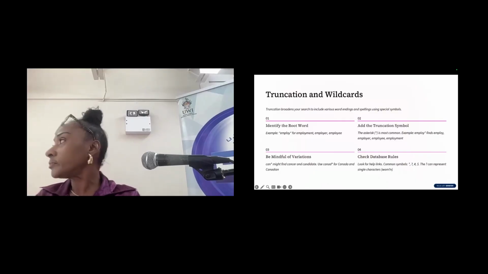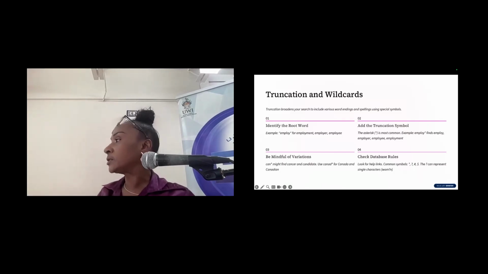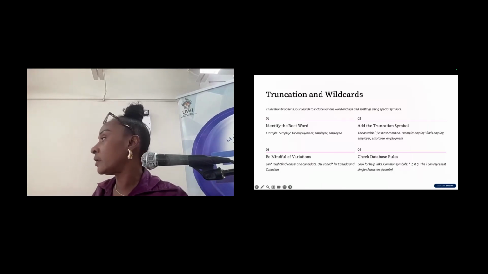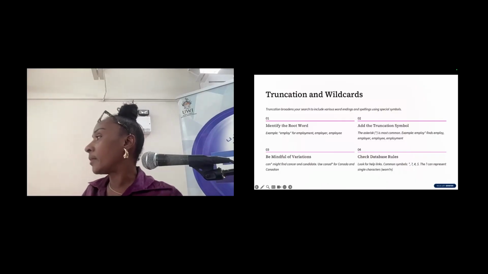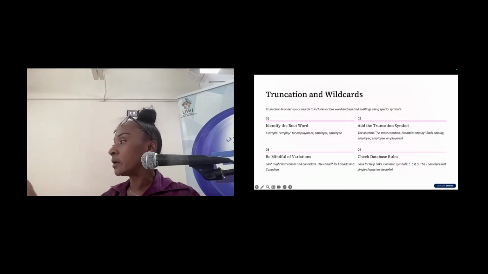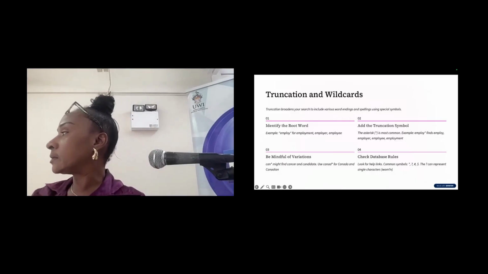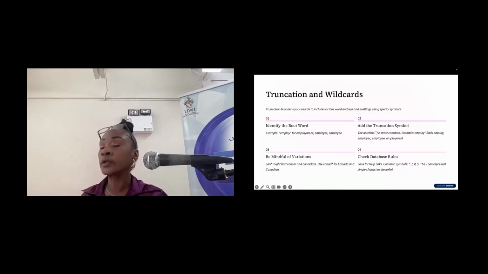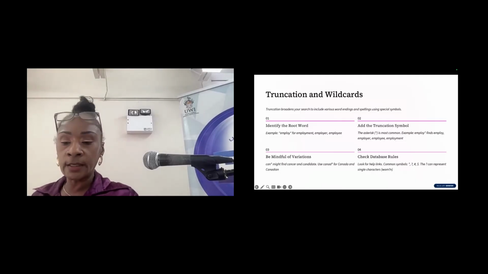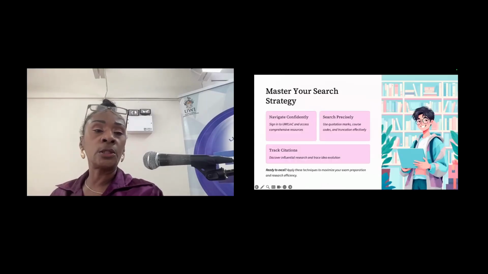Alright. So as I said before, check the database rules to see what characters they are using. The question mark can represent a single character, and in this case you place it in the middle of the word, where it means the spelling of the word is changed. It could be woman or it could be women. So be careful where you place your truncation.